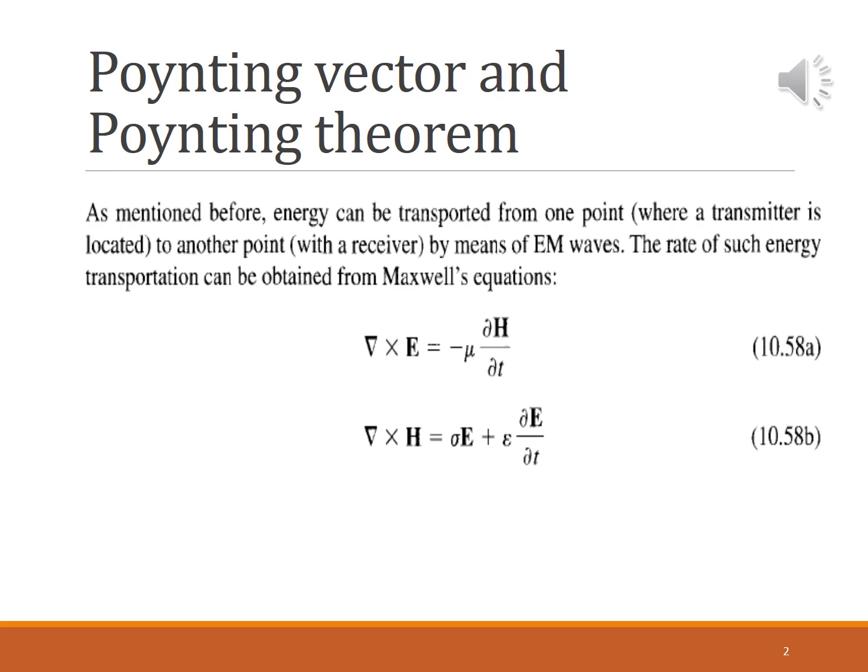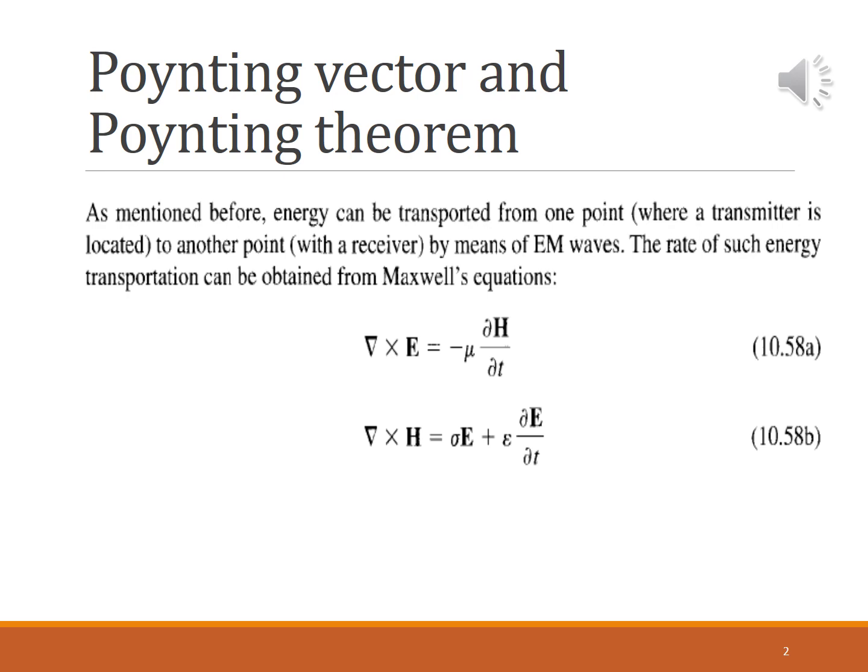So here we're starting with Poynting vector and Poynting theorem. Basically, in Module 5, we're discussing time varying fields and the interaction of electric and magnetic fields. Right from the second half of the fourth module, we started discussing time varying fields, and that's how we derived Maxwell's equations in final form.